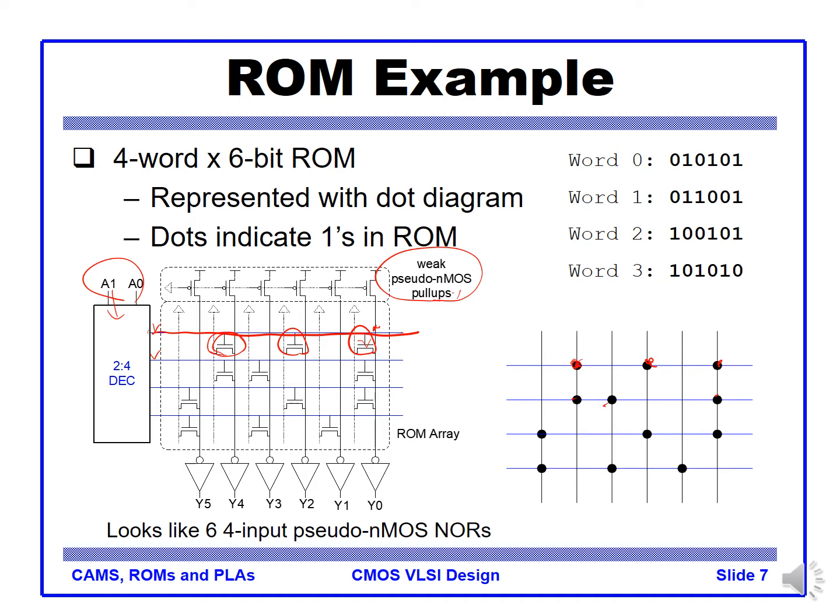So the existence of the transistor can be mapped like this dot in this grid representation. Each dot will give us 1. So if this transistor is present, this bit line will be driven to 0, and at the end, the inverter will invert the value, so we will get the 1. So whenever the transistor is present, then we will get logic 1.